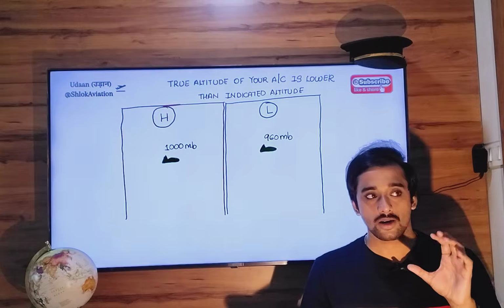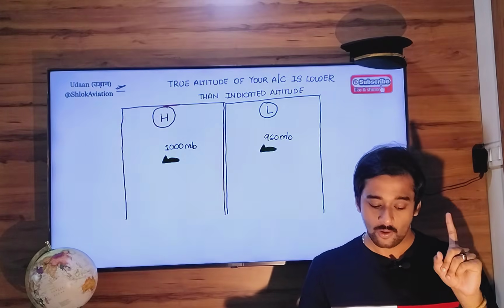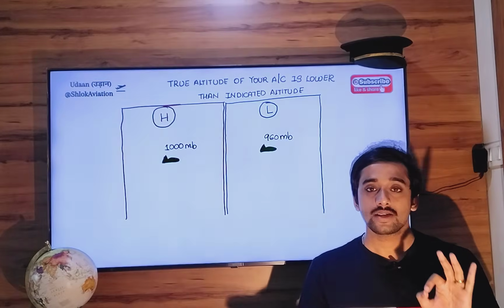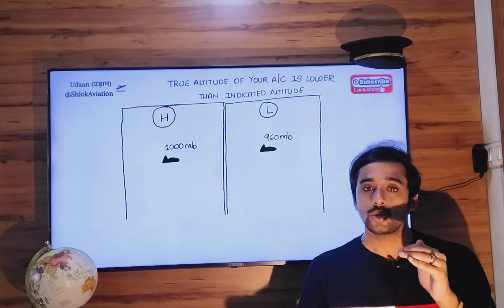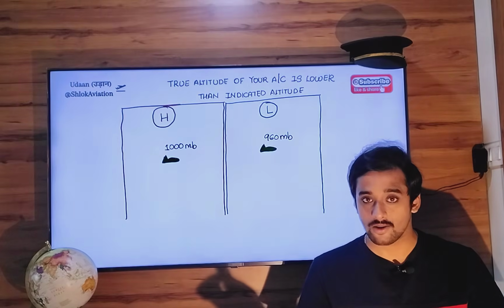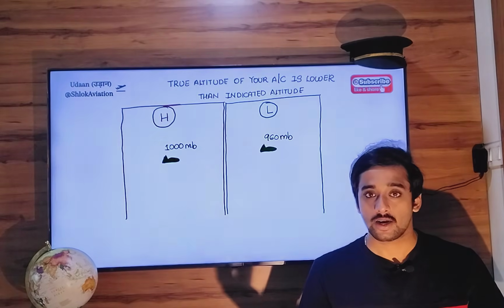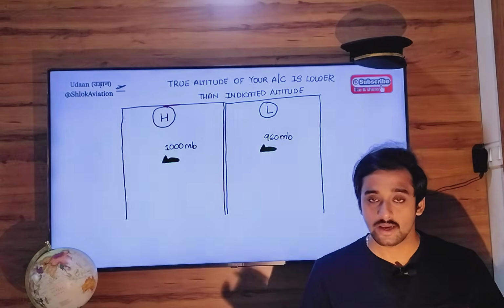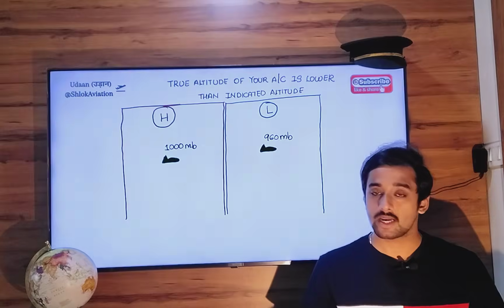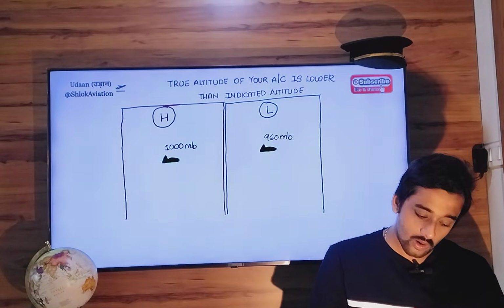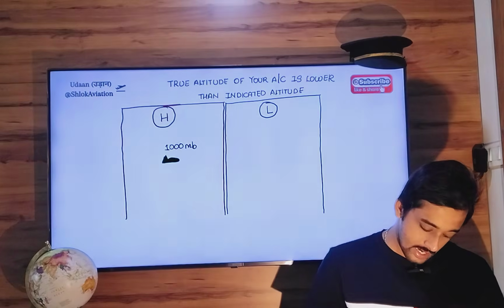So meaning, your altimeter will indicate that you are at 5000 feet. But in reality, the true altitude, actually, you may be lower than the indicated altitude. So you may be flying at 4000. Okay. Altimeter indicates 5000, but in reality, you are at 4000 feet. So that is the meaning of this statement. True altitude of your aircraft is lower than indicated altitude.